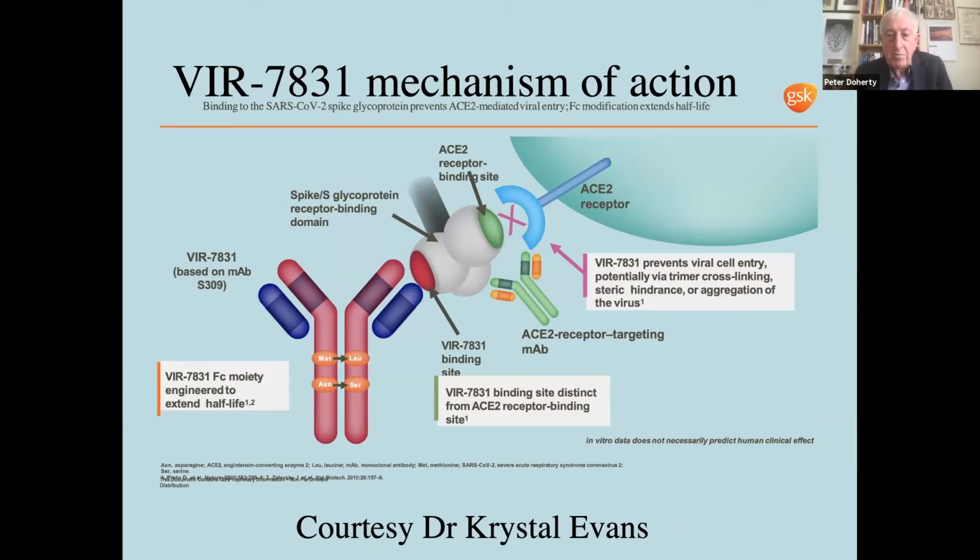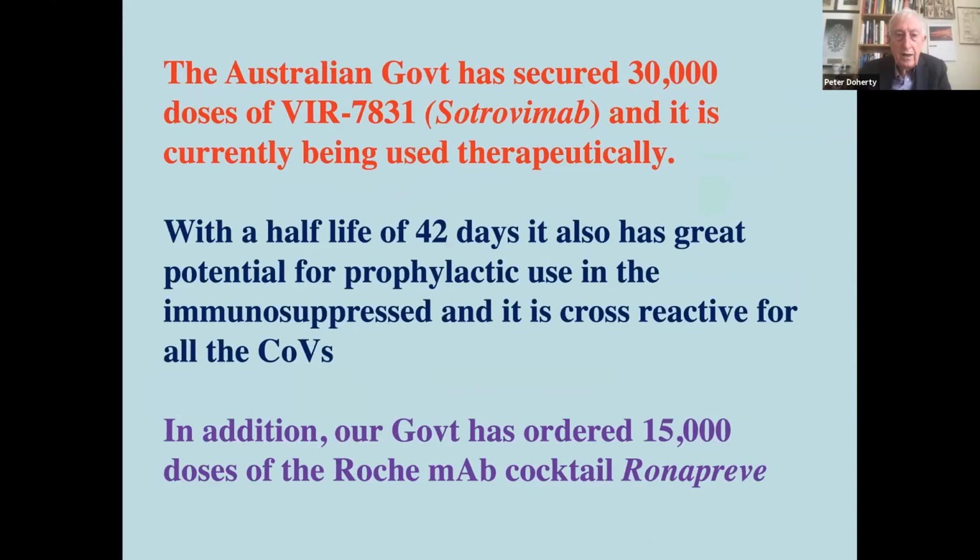And we all know how high medical costs are. But this stuff will stick around for 42 days in the blood. Its half-life is 42 days. So Sotrovimab, I think we bought something like 30,000 doses of that. We bought another 15,000 doses, I think, of another monoclonal antibody cocktail called, what is it? Ronapreve. Yeah, that is not as cross-reactive, I think, but also very effective at stopping the infection.